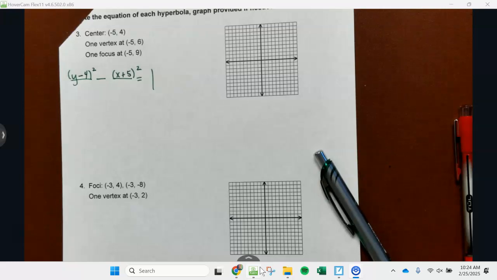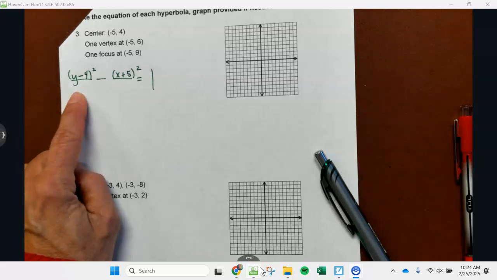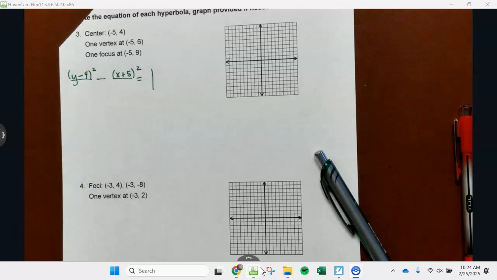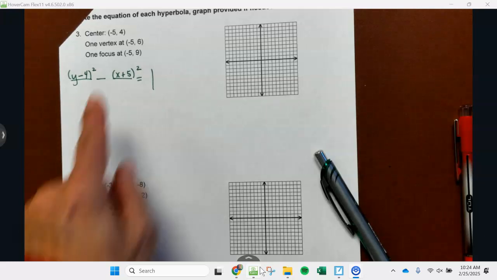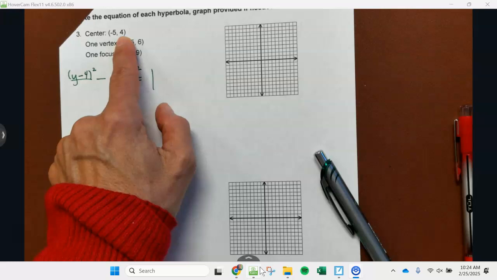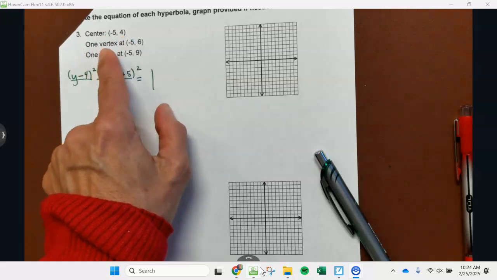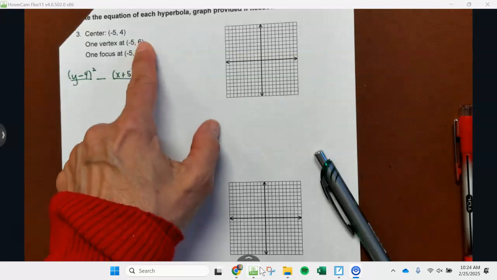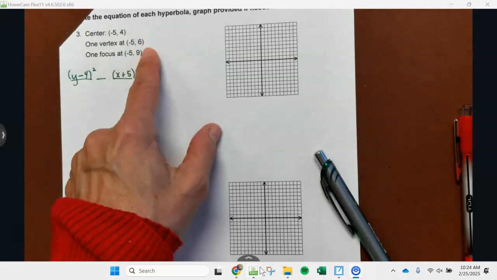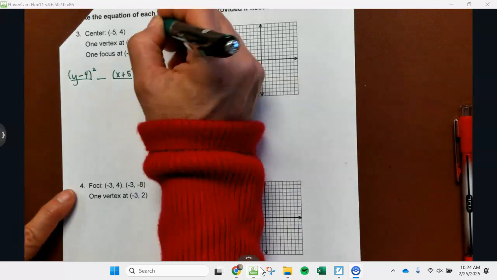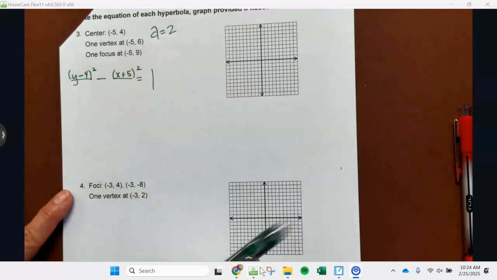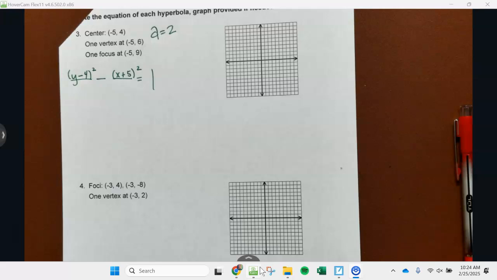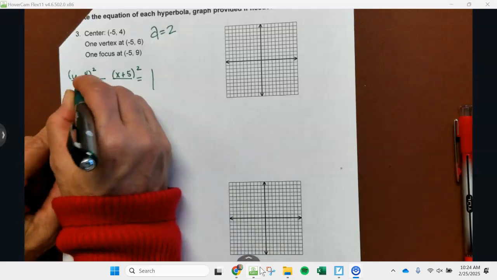All right, time to focus on the denominators. Remember, this denominator is a squared, and a is the distance from the center to a vertex. So if my center is right here at -5, 4, and my vertex is here at -5, 6, that's 2 places above the center. So I know my a value is 2. But remember, everything's squared in the equation, so we need to write a 4 here.